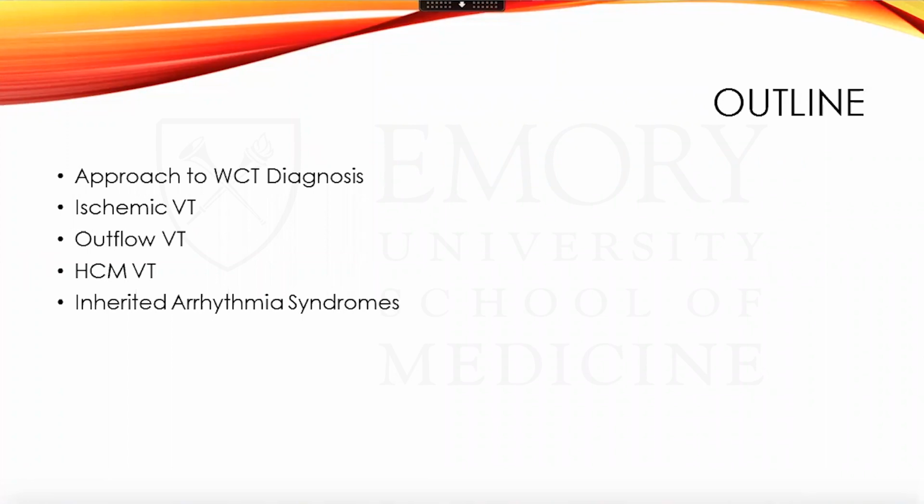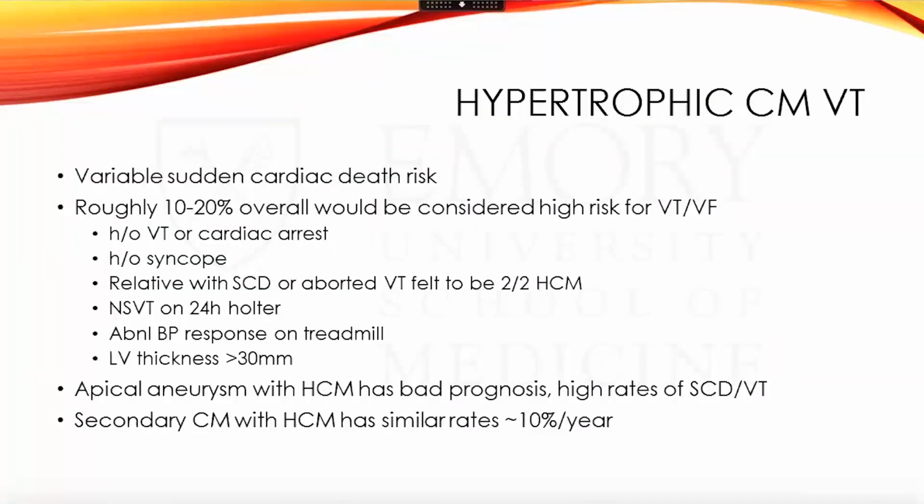Here's hypertrophic cardiomyopathy. You'll obviously hear quite a lot from others who are more versed in hypertrophic cardiomyopathy than me, but from a VT standpoint, it's important to know that the sudden cardiac death risk is quite variable. We think that roughly 10 to 20% of the overall hypertrophic cardiomyopathy cohort is considered at risk for VT and or higher risk for VT and VF.